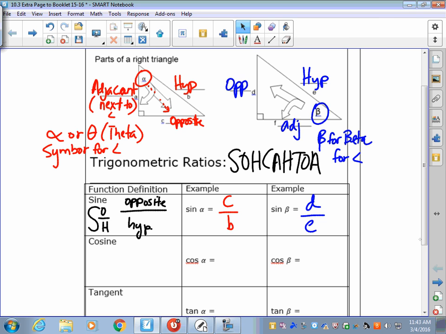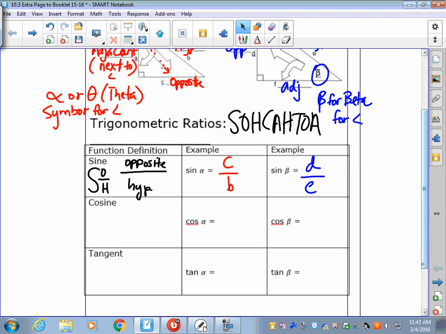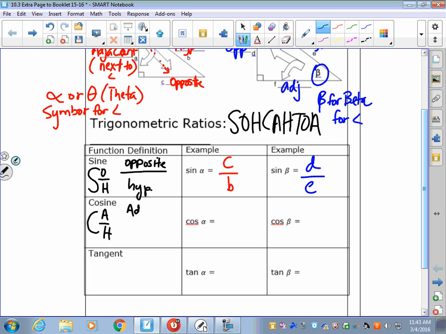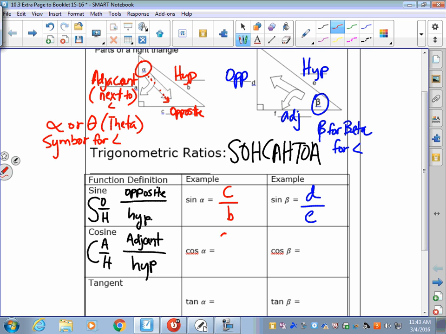Now cosine. That's our capital C, that is A over H, which represents the adjacent side of an angle over hypotenuse. And I'm just going to abbreviate. So if I'm doing the cosine of theta, the adjacent side would be the A over hypotenuse, which is still B. See if you can do the cosine of beta. Which letter side represents adjacent to beta? Absolutely right if you did F over E.